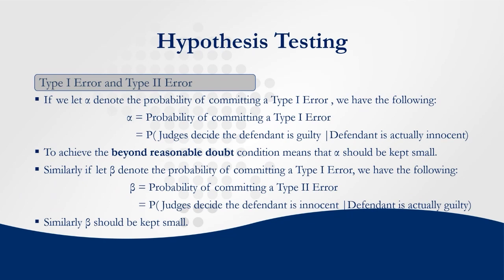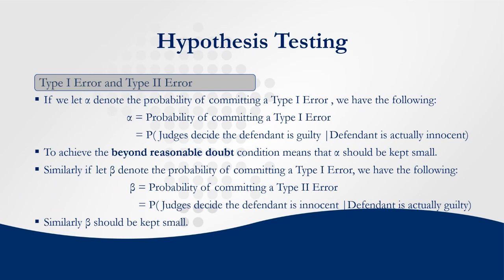So we want alpha to be small. The type 1 error, we want it to be small. And in hypothesis testing, we set the type 1 error. We say this is the amount of error we can accept.